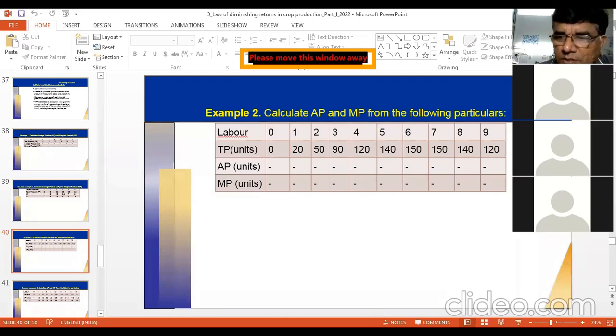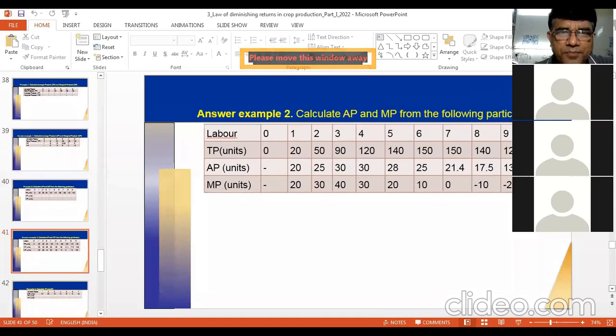So now you can check your answers. Row number 3, average product is your 20, 25, 30, 30. I think everybody worked it out. And MP is 20, 30, 40, 30, 20, 10, 0, minus 10, minus 20. Are your answers correct? Yes, sir. So everybody can do it. MP, AP, I think you have already done it sometime back in BSc. That is good.